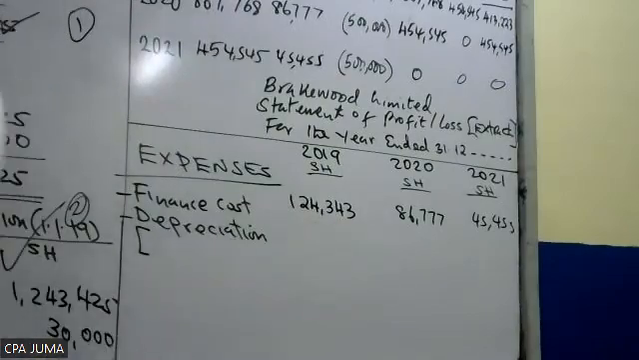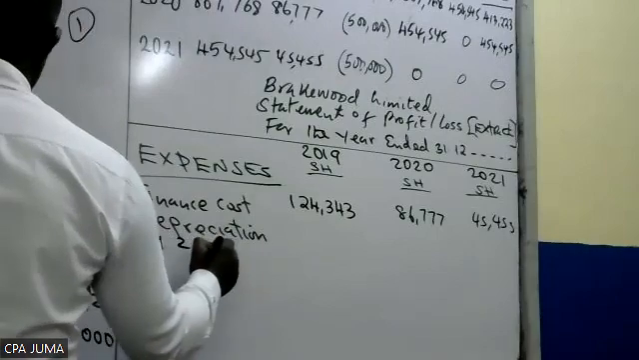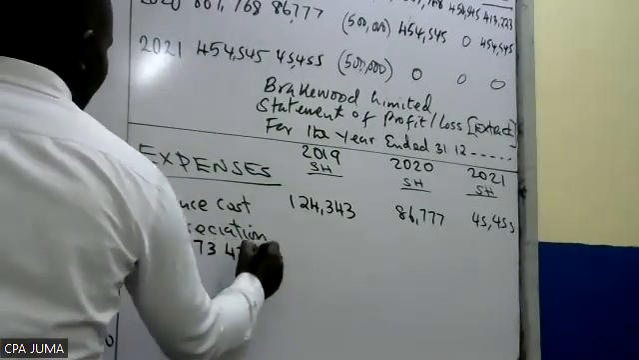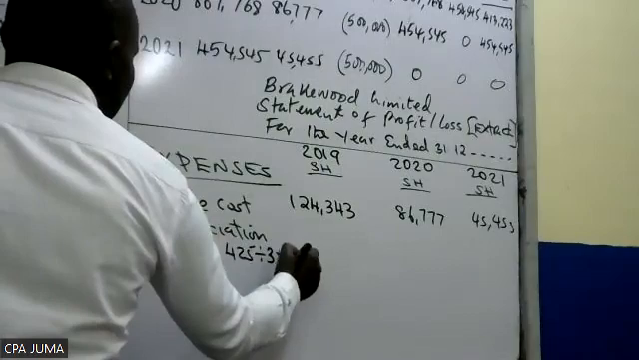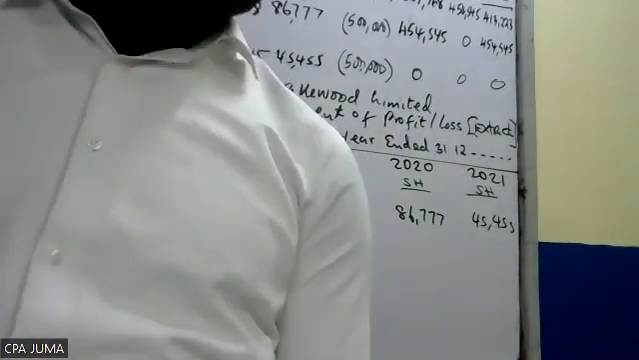What was the value of the right of use? 1,273,425, divided by how many years? The useful life was? Is there anywhere mentioned 5? So where am I getting 3? I don't know the 5 we are talking about.